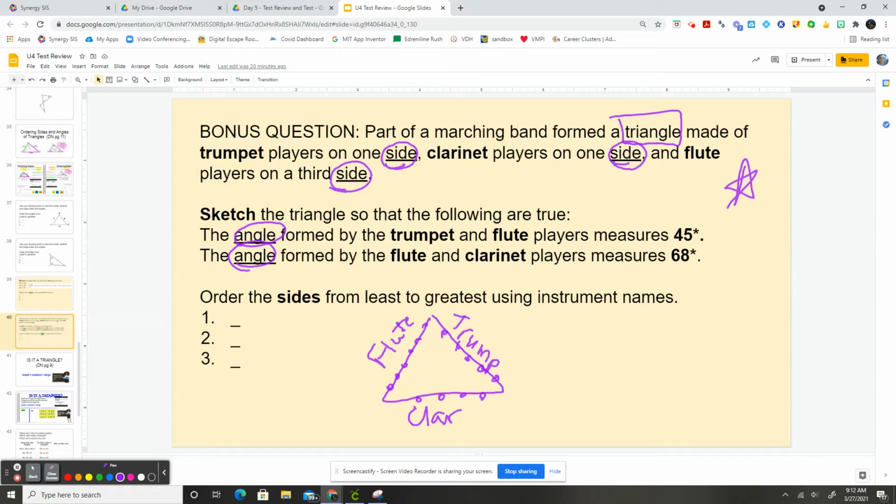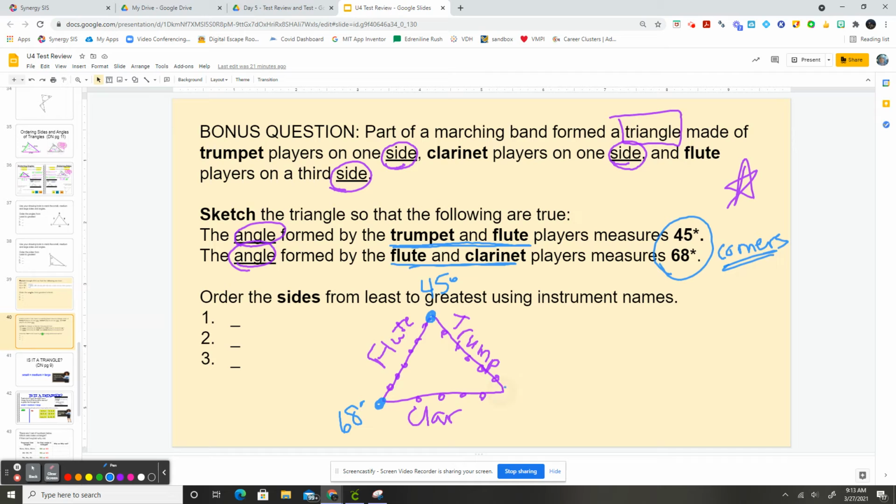So then we sketch the triangle with the angles between the trumpets and the flutes. Where those sides meet is 45 degrees. And where the flutes and the clarinets meet, that's 68 degrees. Those are the corners, my friends. Angle measures are always corners. The temptation here is to not put the band members on the sides and not put the degrees in the corners. I don't know why that's always a struggle, but it always is.